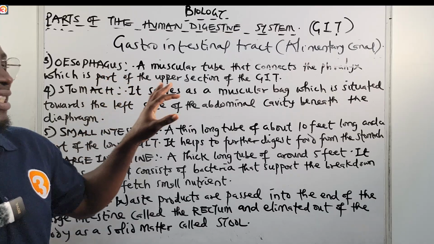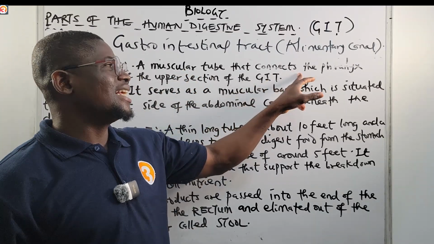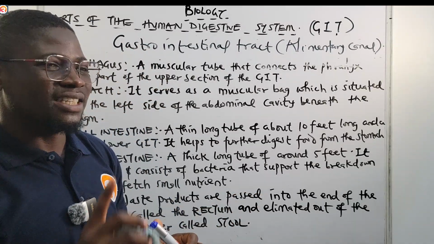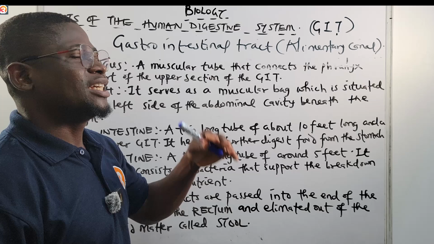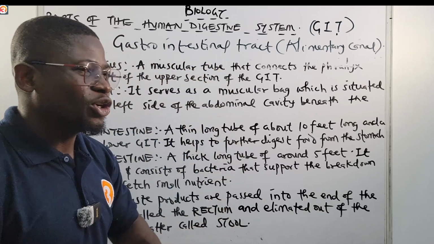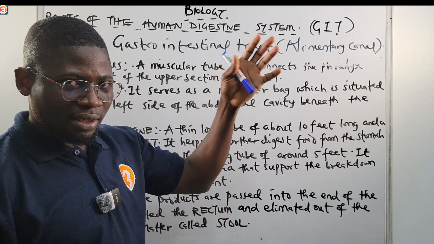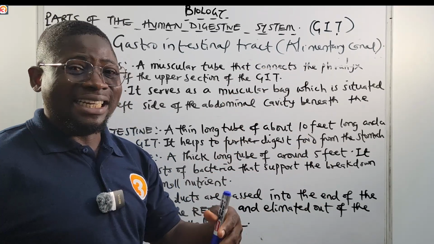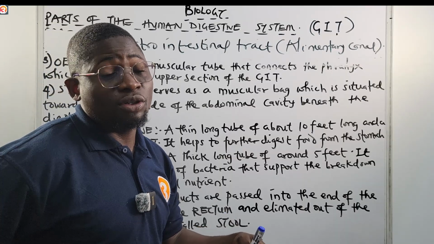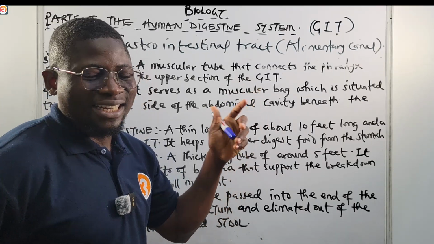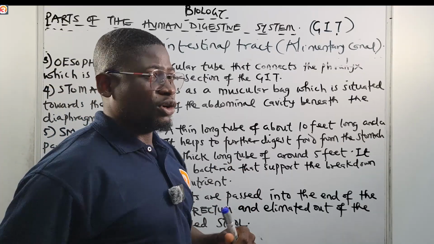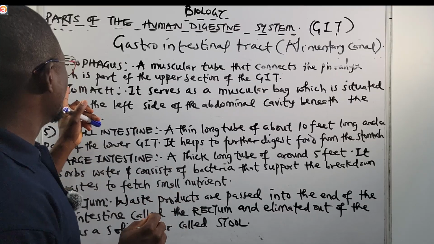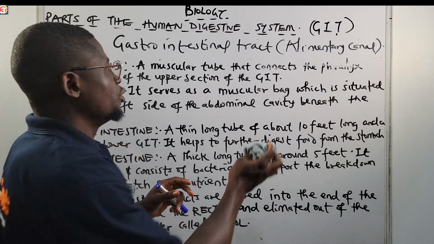Now the esophagus is a muscular tube that connects the pharynx, which is part of the upper section of the gastrointestinal tract. The upper section of the alimentary canal is those from the mouth to the pharynx. Then the esophagus. As you go down, you get to the lower part of the gastrointestinal tract, which is the rectum or the anus. So that is the esophagus, a muscular tube that connects the pharynx.